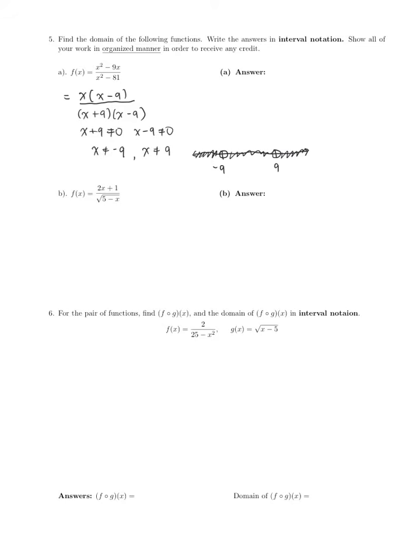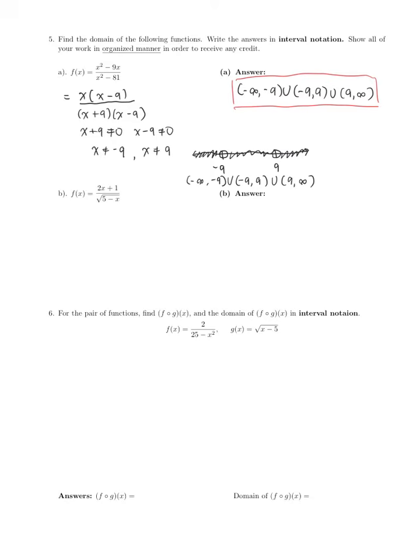So this is going to start out with what? Negative infinity to negative 9, open, union, and then what? Negative 9 to 9, union, and then 9 to positive infinity. So that's going to be the answer. Please write your answer where it says answer. And there you have it. That's our answer right here.